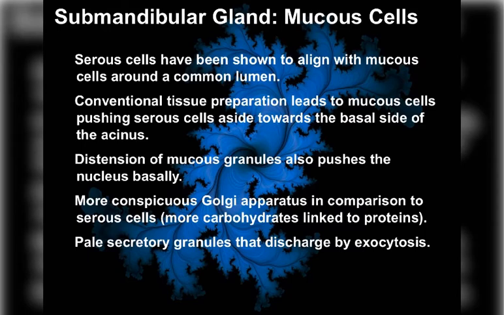As we know, Golgi apparatus is involved in glycosylation, post-translational modifications of proteins. And here, mucin protein is highly glycosylated, so we need more Golgi apparatus in mucous cells than serous cells. Pale secretory granules that discharge by exocytosis. These pale secretory granules are the mucous vacuoles or the mucous vesicles that contain mucin.